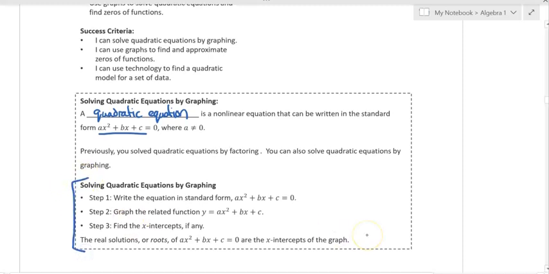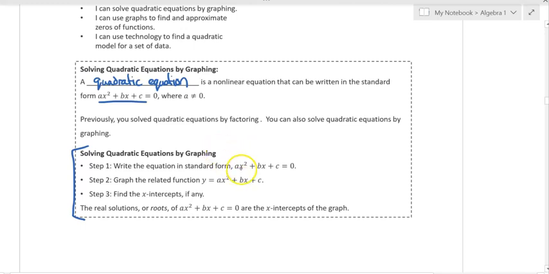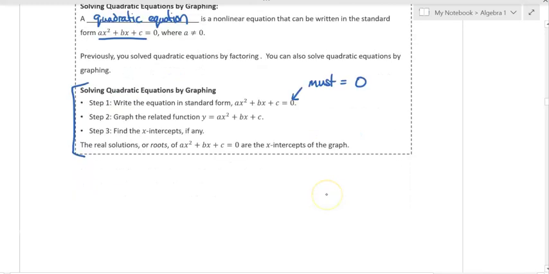Step 1 is write it in standard form. So it goes ax squared plus bx plus c, but it must be equal to 0. That's what you do before graphing: it must be equal to 0. Then you graph that function and you find the x-intercepts. These are the solutions or the roots. They are the same as where the x-intercepts are on the graph.